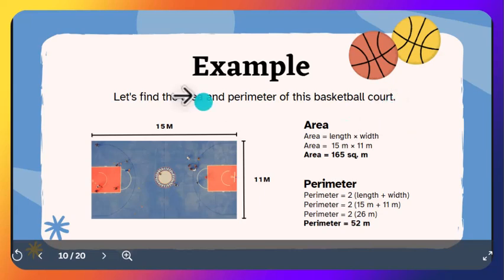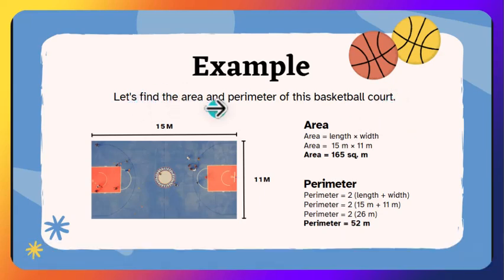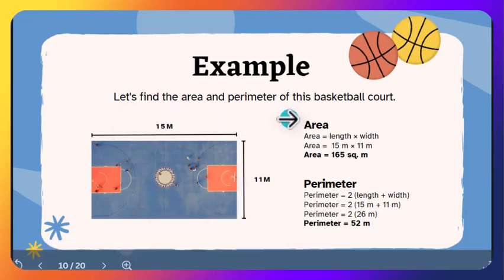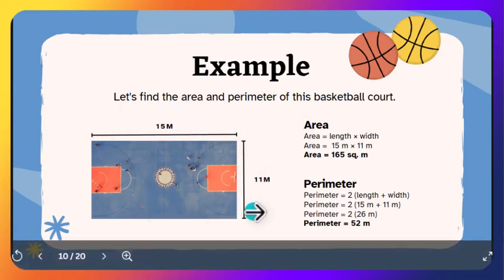As you can see in this example, let's find the area and perimeter of this basketball court. Length is 15 meters and width is 11 meters, and the total area is 165 square meters. However, the perimeter is the borderline of this basketball court. So what we will do here, we are going to add the length and width together and double it, and we will get 52 meters perimeter.